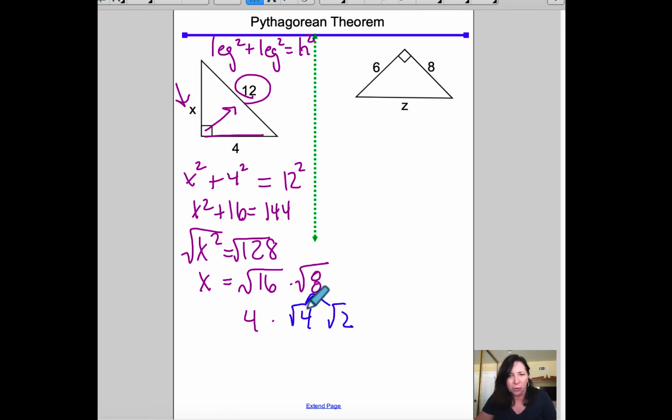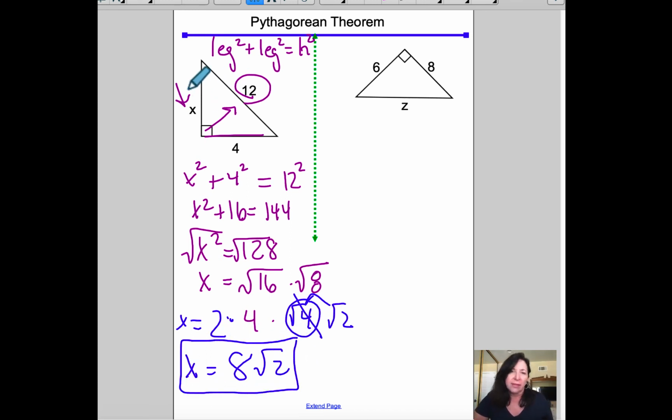So now I've got another root. What's the square root of 4? 2. That goes out front, and you multiply those numbers out front. So now you have x equal to 2 times 4, which is 8. The leftover is root 2. That's the value of x, and this is 8 root 2. And you are not going to change those roots.